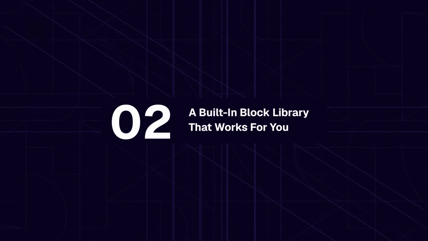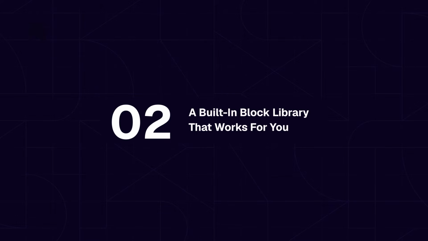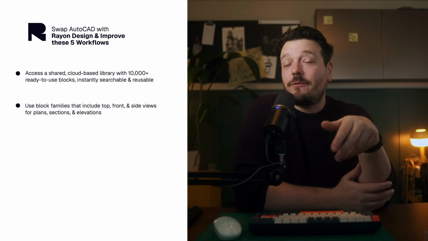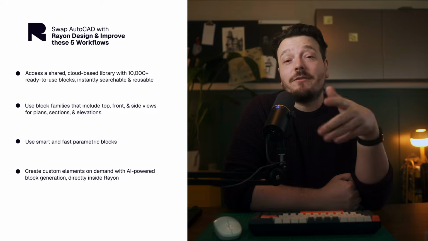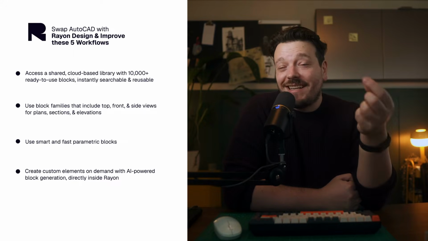Number 2, a built-in block library that works for you. With traditional CAD tools, you're stuck hunting for blocks, importing files, and managing messy libraries. Rayon puts everything at your fingertips with a powerful in-app block system designed to save hours on every project. Access a shared cloud-based library with 10,000 plus ready-to-use blocks, instantly searchable and reusable. Use block families that include top, front, and side views for your plans, sections, and elevations. Use smart and fast parametric blocks. Create custom elements on demand with AI-powered block generation directly inside Rayon.